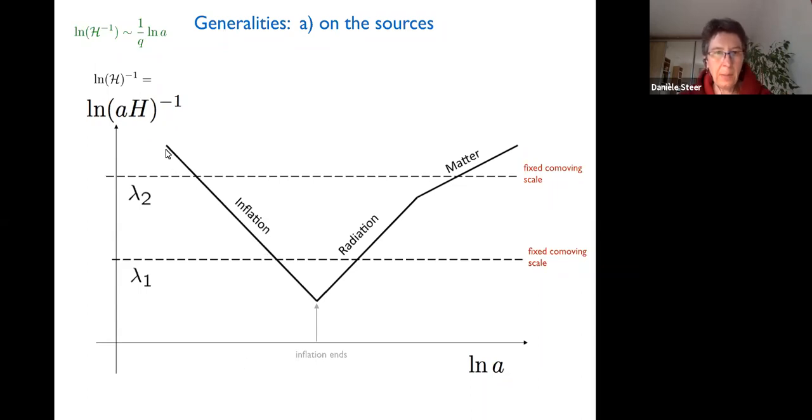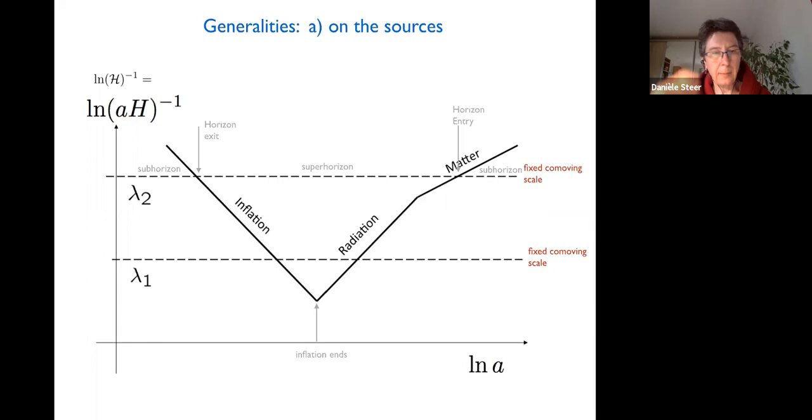So there's the period of inflation in the early universe. Inflation ends, and it's followed by a radiation era and then a matter era. On this plot, I've drawn two fixed co-moving scales, λ2, which is bigger than λ1. If you see the mode λ2, it starts being subhorizon during inflation. It exits the horizon and becomes superhorizon for a period of time before re-entering the horizon, in this case during the matter era, when it becomes subhorizon again.